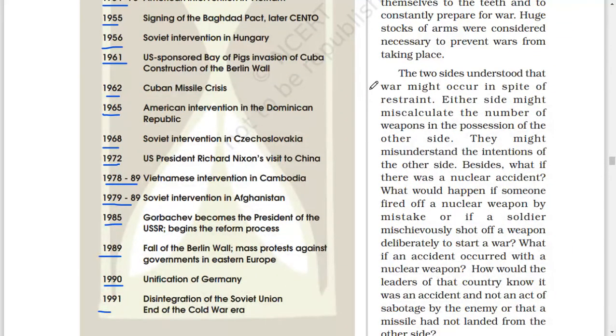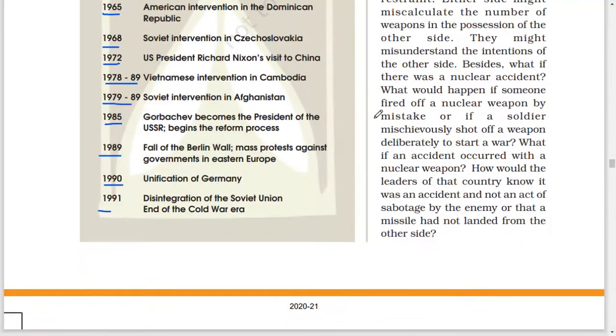The two sides understood that war might occur in spite of restraint. Either side might miscalculate the number of weapons in the possession of the other side. They might misunderstand the intentions of the other side. Besides, what if there was a nuclear accident? What would happen if someone fired off a nuclear weapon by mistake, or if a soldier mischievously shot off a weapon deliberately to start a war?